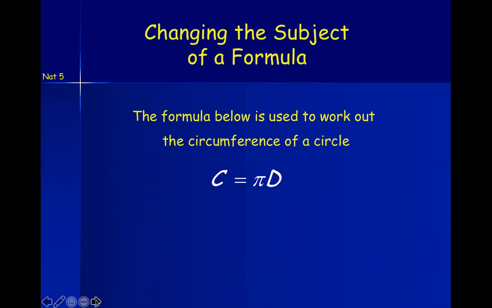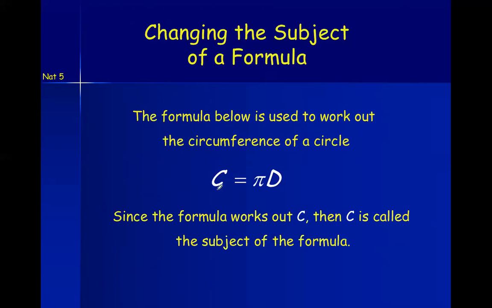Yeah? So if I show you C equal pi d, this is a formula that is used in math quite a lot, just to calculate the circumference of a circle. We just write it C equal pi d. Guess what? C is what they call the subject. And why do they call it the subject? Because we're working out C. We're working out C if we know, for example, the diameter of a circle. And that's why they call it the subject.